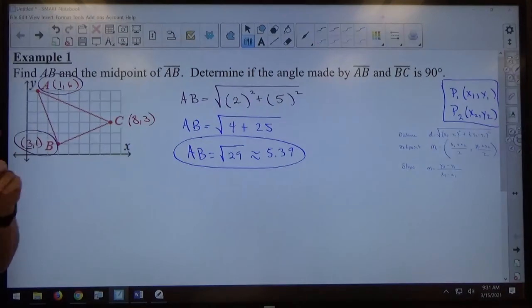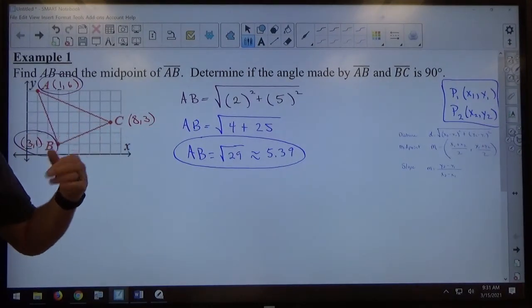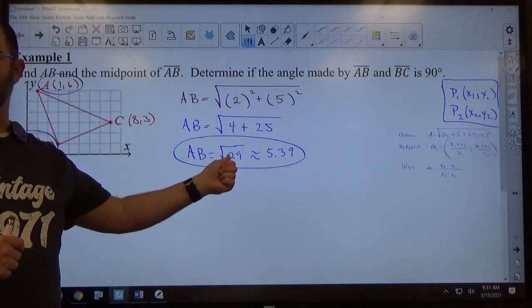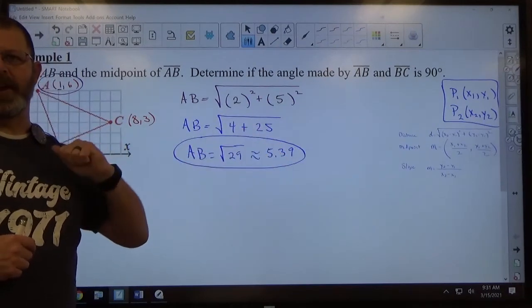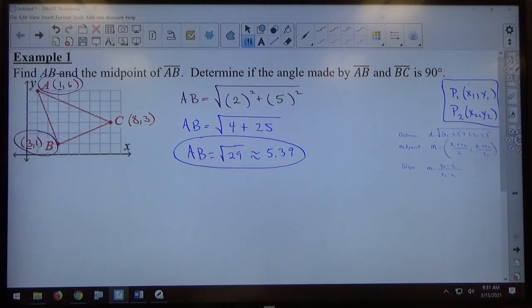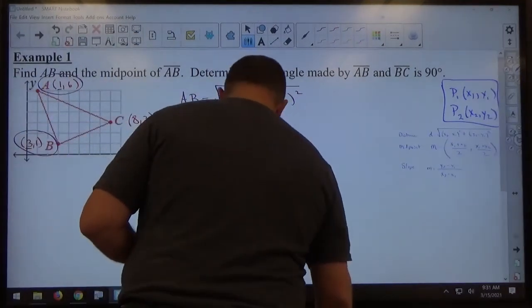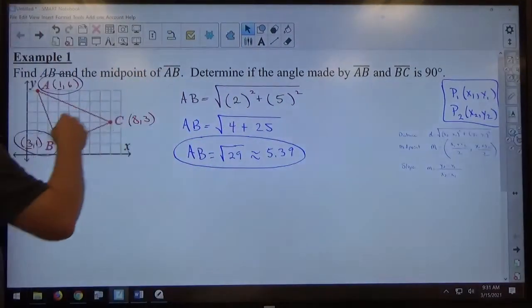And again, just for the sake of what they're asking for, exact answer, square root form, approximate answer, decimal form. So if they say find the exact answer, leave it in square root form. If they say find the approximate, go ahead and go decimals. If they don't specify, take your pick. They're both right. Part B of the problem says find the midpoint of AB.